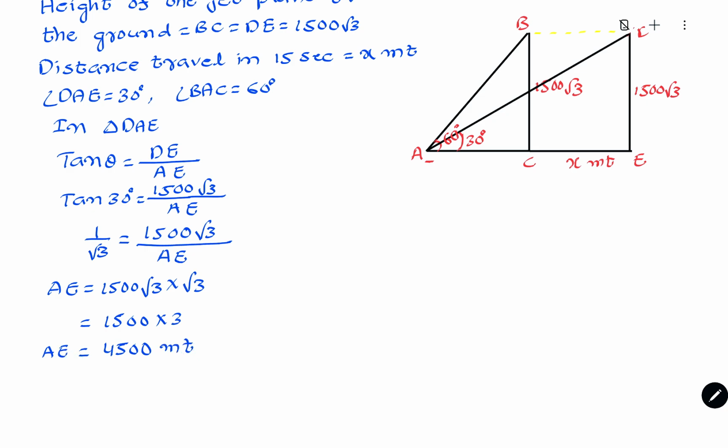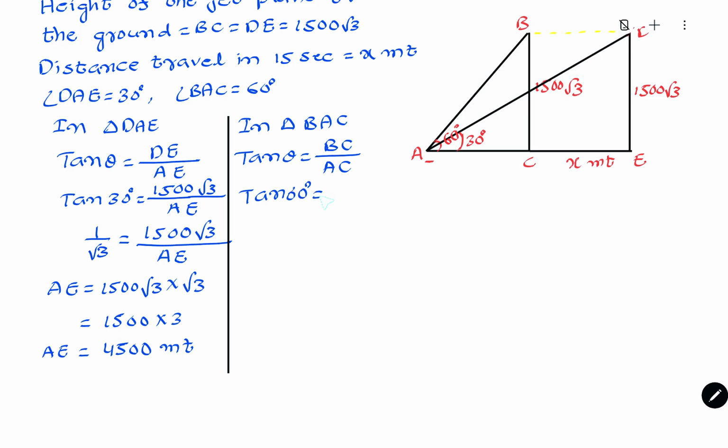Now take triangle BAC. In triangle BAC, for tan 60, we have the opposite side 1500√3. We need to find the adjacent side AC. For that we take the tan ratio. Here tan θ = BC/AC, where θ is 60 degrees. BC is 1500√3 by AC. Tan 60 is √3.